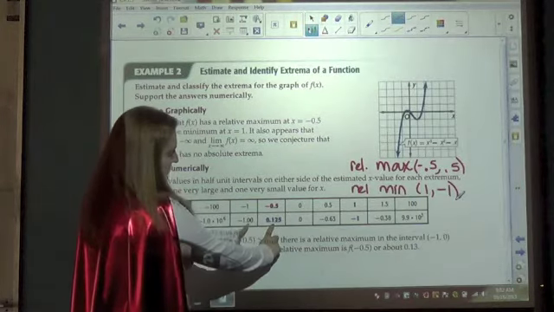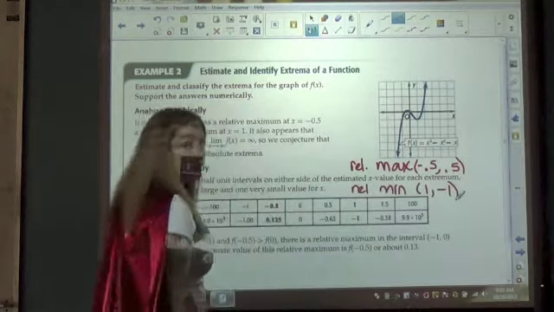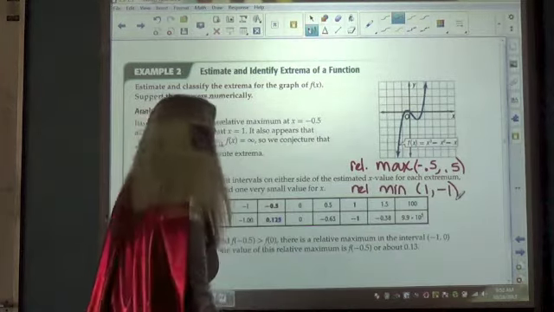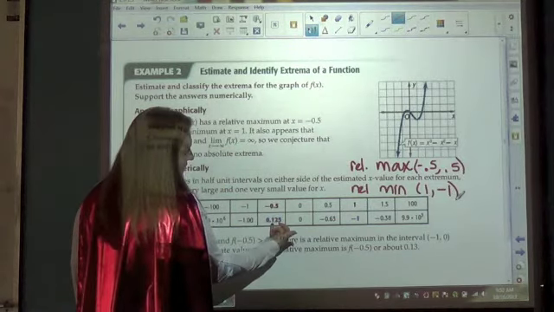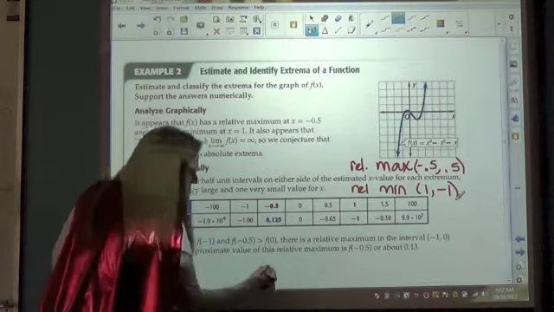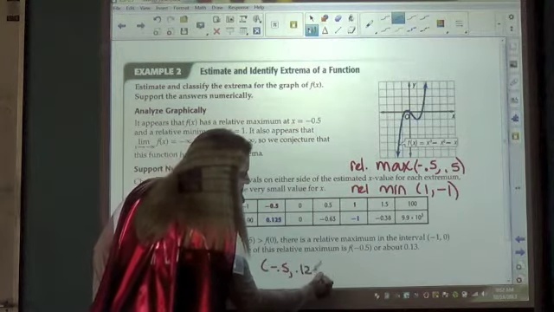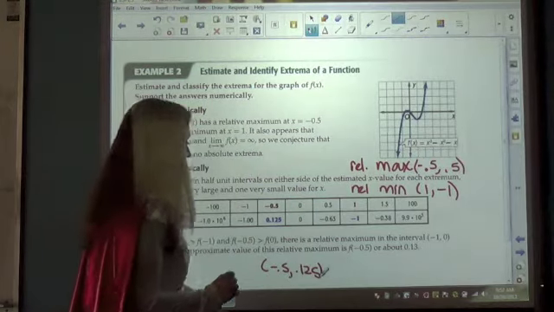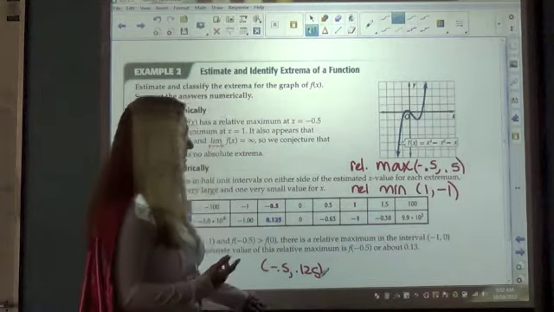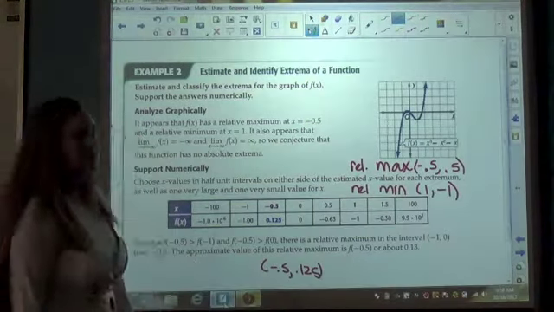Plug in negative 0.5 and look at the value. The highest point it hits is 0.125. So I didn't estimate 0.5 correctly. It was 0.125 if you prove it algebraically or numerically. So the actual max is at negative 0.5 and 0.125. That's why we prove numerically, to make sure we understand the exact value. You can do the same thing for the min. You just plug in 1. If I plug in 1, I get negative 1.